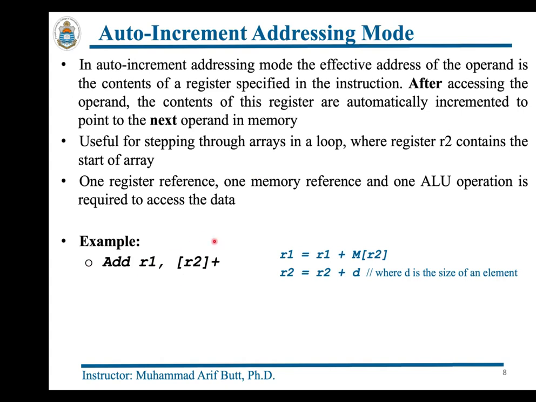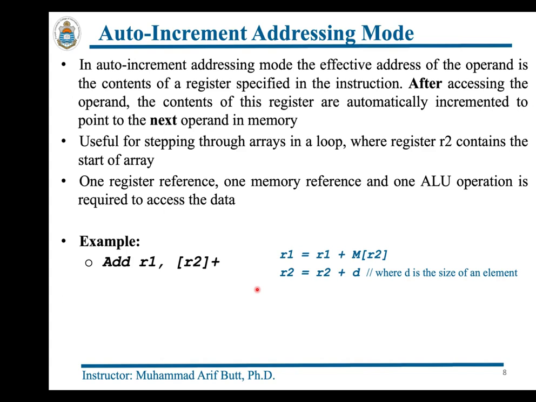Suppose that this is the instruction. This is equivalent to this high-level language code. First of all, the contents of R1 register and the memory pointed to by the R2 register are added and placed in R1. And after this operation is performed, R2 is incremented with a value D, where D is the size of an element. So you can always keep the base address of an array inside the R2 register and follow this auto increment addressing mode if it is available in your processor architecture.